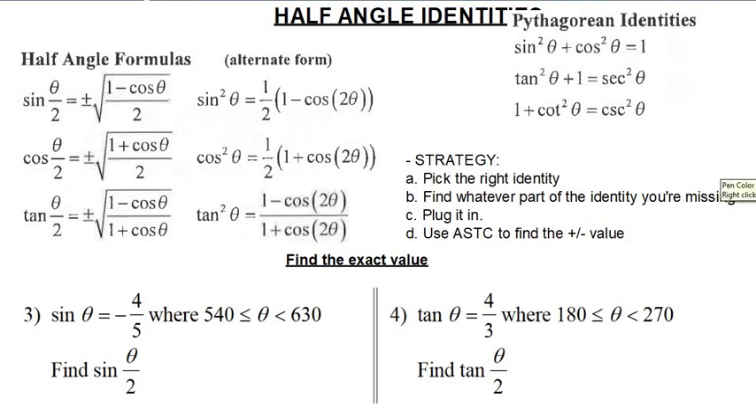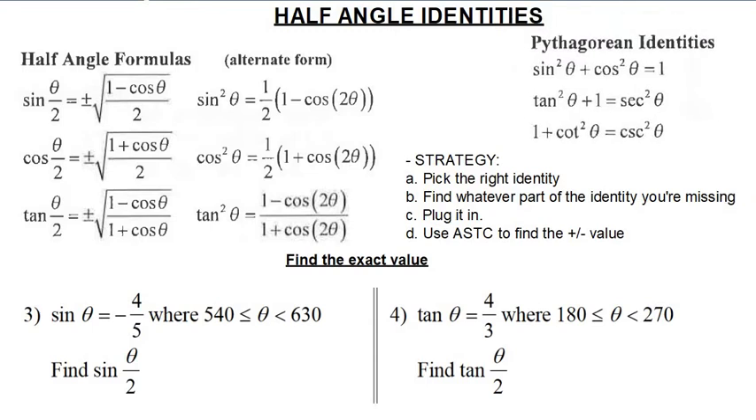Alright, so the opposite of doubling something is cutting it in half, and that means we have a series of not only double angle identities, but also, as the title says, half angle identities. So how do you use those? Well, first of all, you have a list of two different forms, and I'm going to show you how to use this side right here, because this is the side that you customarily end up using, or the easier side.